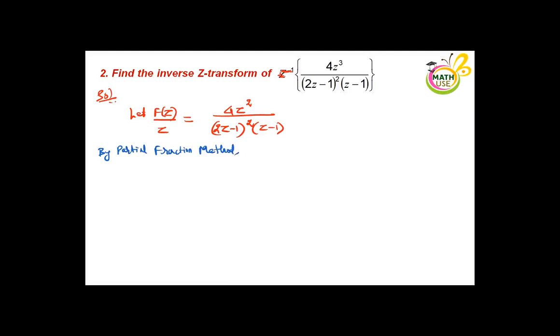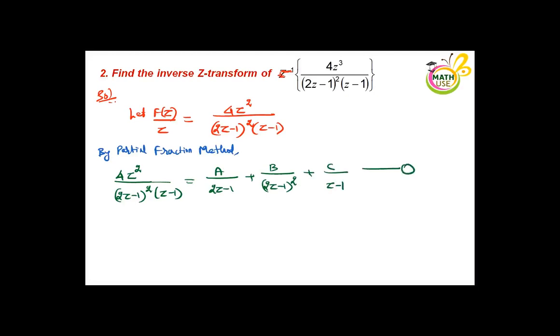Consider the given function 4z² divided by (2z − 1)² into (z − 1), and this function can be expressed as A divided by (2z − 1) plus B divided by (2z − 1)² plus C divided by (z − 1), and give the name equation number 1.